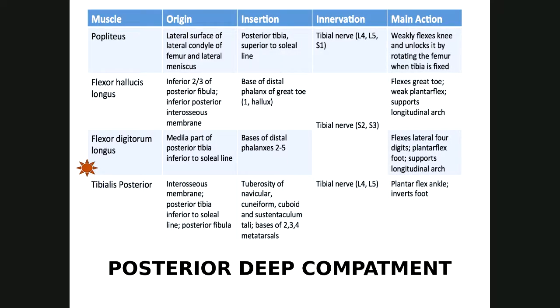So the muscles we've looked at: the tibialis posterior is going to originate along the posterior tibia, and it's going to insert into the navicular, cuneiform, and cuboid bones, and it's innervated by the tibial nerve. The action is plantar flexion, a little bit of inversion. The flexor digitorum longus is located medially, and it's going to insert on the base of the distal phalanges 2 to 5, and it's going to flex those phalanges. The flexor hallucis longus originates laterally, and it's going to insert into the distal phalanx of the great toe. This is going to flex the great toe.